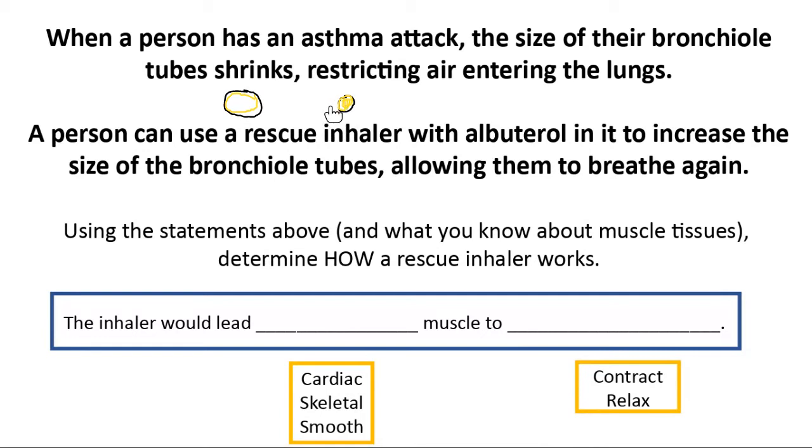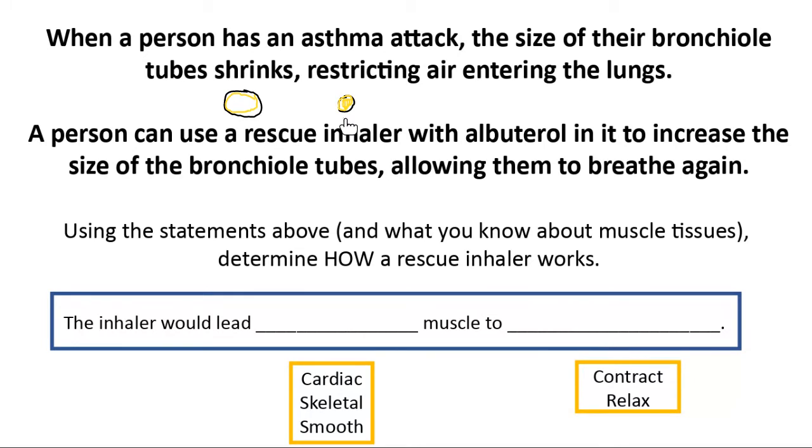When you're having an asthma attack, albuterol is a medication that you use a lot of times to undo this, basically, to increase the size of the bronchial tubes again. So when we talk about the way that a rescue inhaler works, what we needed to figure out as a group is which kind of muscle tissue it's working on and what it's doing to that tissue. So let's start with the second half of our sentence here, because that's where I think a lot of my groups started.